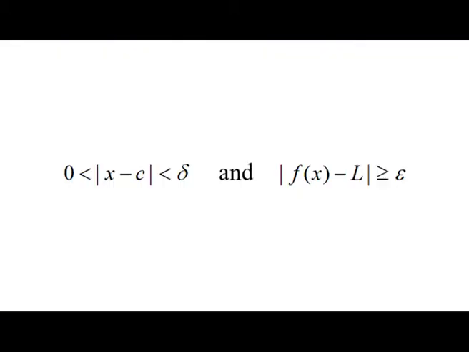Player B must provide an epsilon greater than 0 such that for each delta greater than 0 there exists a value of x such that 0 < |x − c| < delta and |f(x) − L| ≥ epsilon.